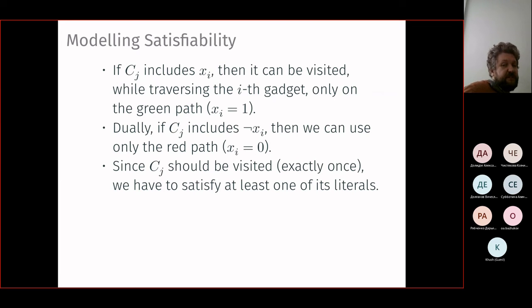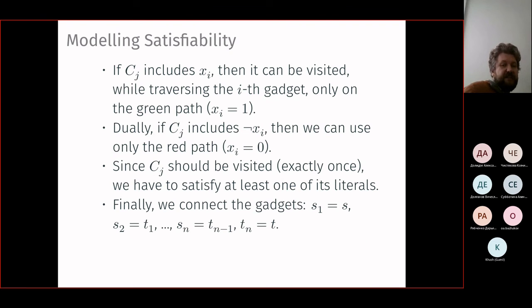So Cj should be visited exactly once. So we have to satisfy at least one of its literals. So at least in one, and actually only in one gadget, we have to visit Cj, which means that the value of the corresponding literal should be true. So if xi is true, then we will visit it on the green route. If the variable is false, then we will visit on the red route.